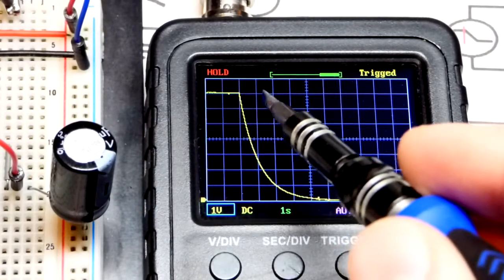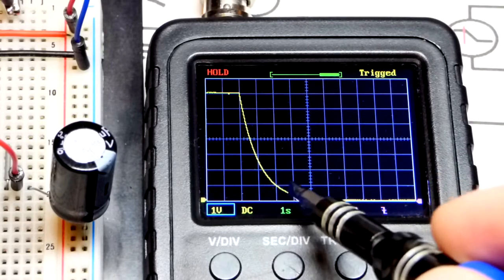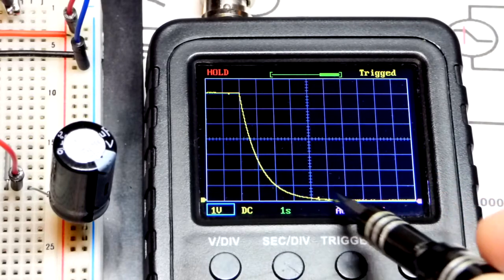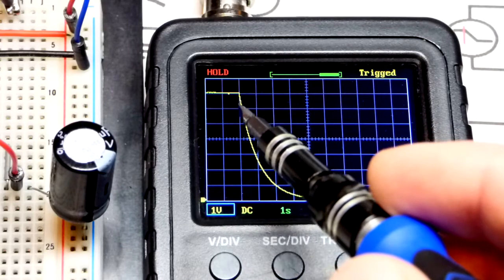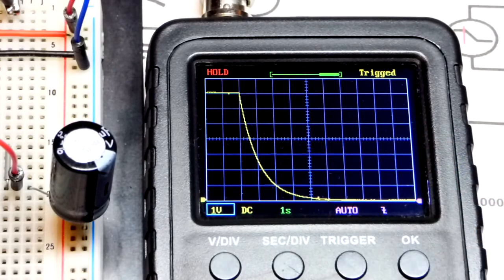And so there's 1 time constant. That's about 2/3 of the way discharged. And then about 2/3 closer, 2/3 closer, and so on. After 5, as I said before, 1, 2, 3, 4, 5, we consider it fully discharged.